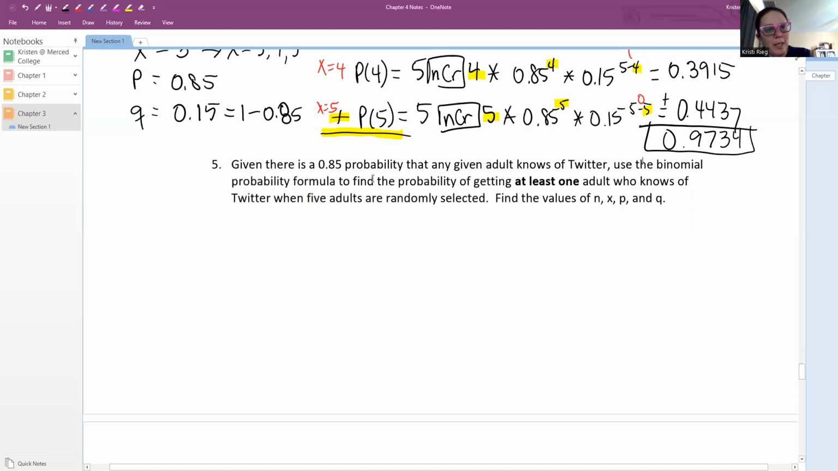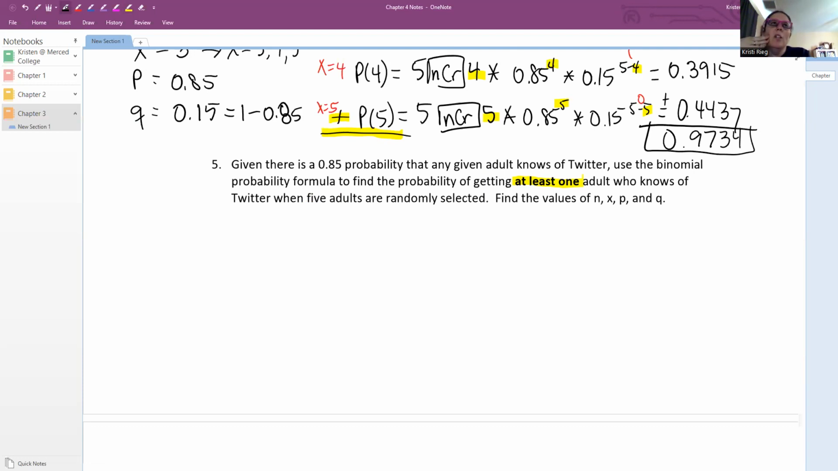The difference between this one and the last one, or this one and the one before, is, and I even put it in bold, this one says at least 1 adult knows about Twitter. Okay, so before we get into that, everything else in this problem is the same. Before we get into that, let's talk about what at least 1 means.